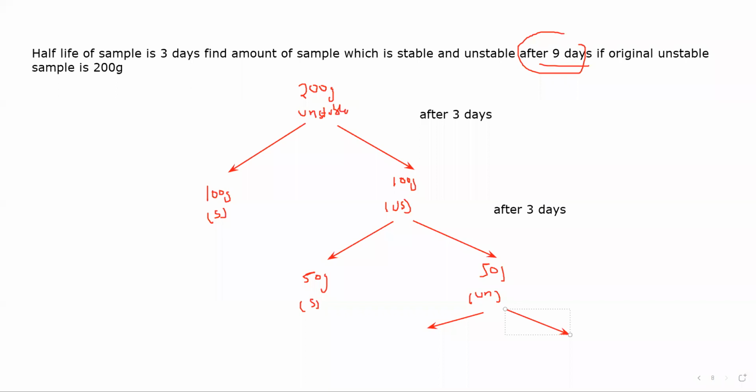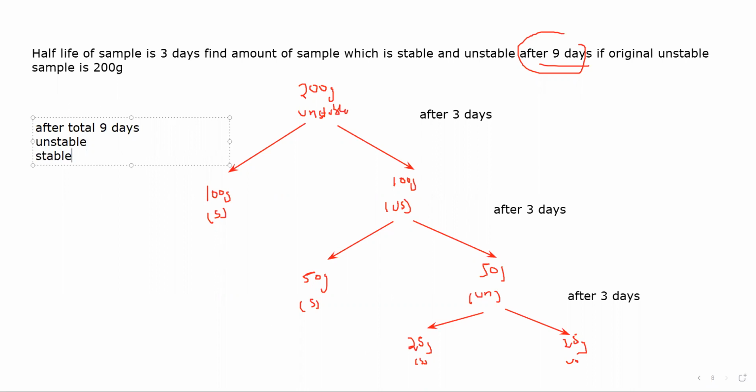So it will be 25 gram stable and 25 gram unstable. So that will make the total interval 9 days. So after total 9 days, how much of the sample is unstable and how much of the sample is stable?